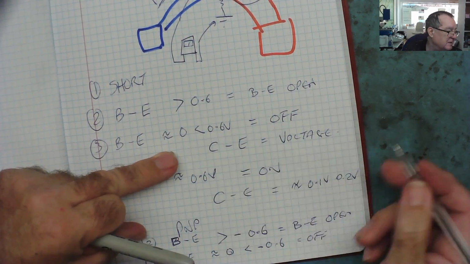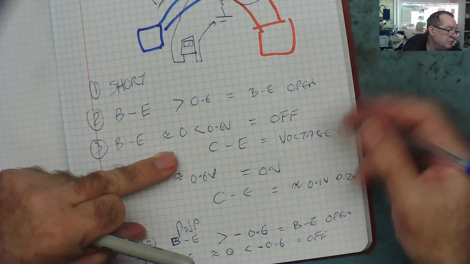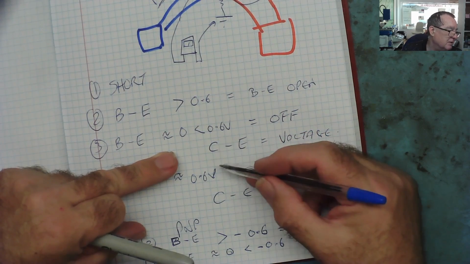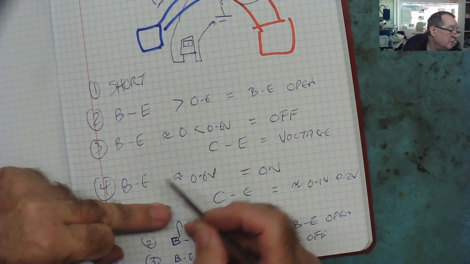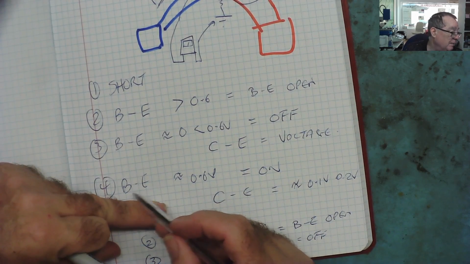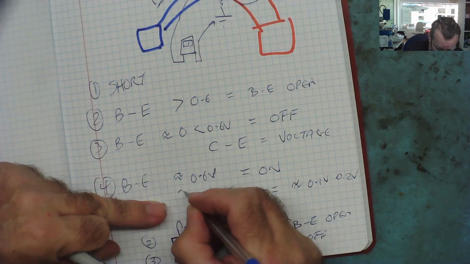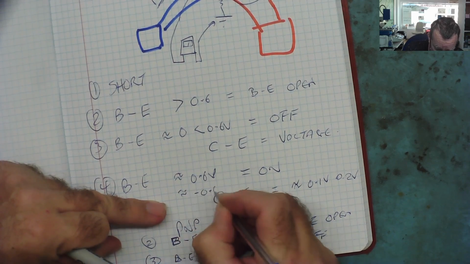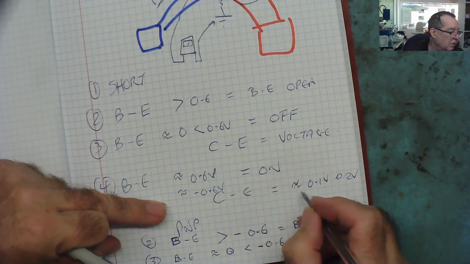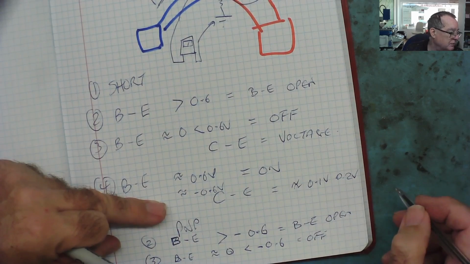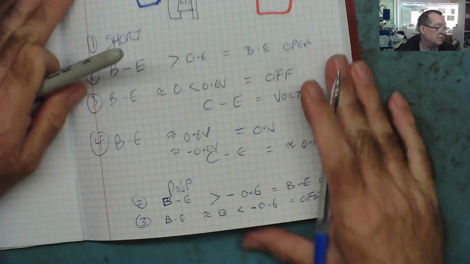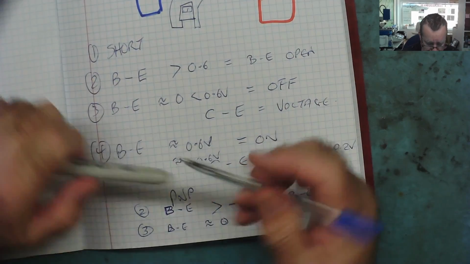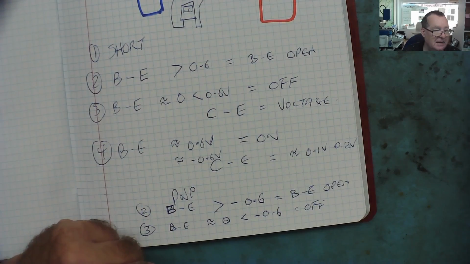And between the collector and emitter, you expect to find the voltage. Because it's PNP, you'd expect the collector to be lower than the emitter rather than higher. And then the last one, the same. If base-emitter is about minus 0.6, then the transistor is on, and between the collector and emitter should be very low voltage. Again, the collector should be slightly lower than the emitter because it's PNP. So if you look at those basic rules, you can test most transistors in circuit.